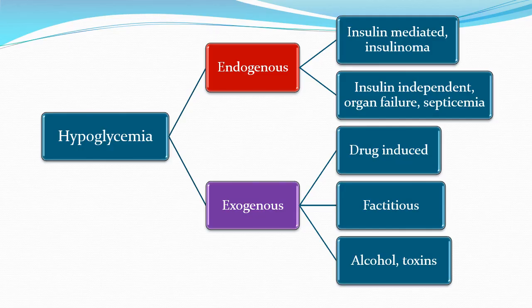This diagram represents another classification of hypoglycemia, in which we can view hypoglycemia as either endogenous or exogenous. Endogenous, as we mentioned, can be caused by a tumor of the pancreas like insulinoma, or insulin-independent hypoglycemia like end-stage organ failure or septicemia. Exogenous, as we mentioned, the most common cause is drug-induced, followed by alcohol and toxins, and factitious. What is factitious? Some people with psychological disturbances might inject themselves with insulin, or intentionally take medications to lower their blood glucose levels.